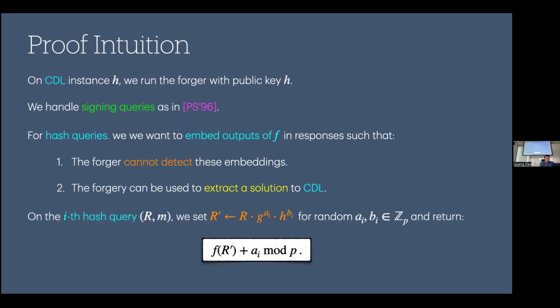It's actually pretty simple. On the ith hash query, say the query is R and M, we choose R prime to be R times G to the AI times H to the BI, where AI and BI are random in ZP. Because we're in the random oracle model, we can program the hash value: we program it to f of R prime plus AI mod P. AI and BI ensure independence between R prime and the hash value that gets returned.